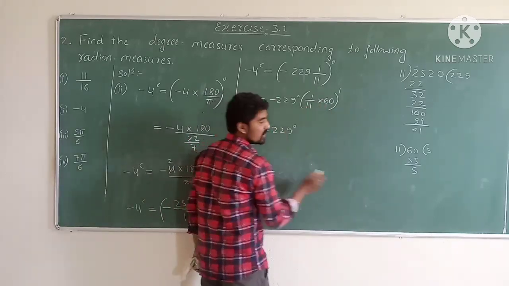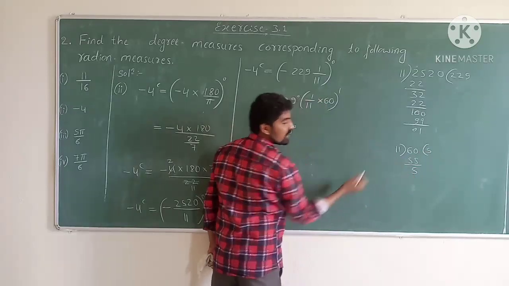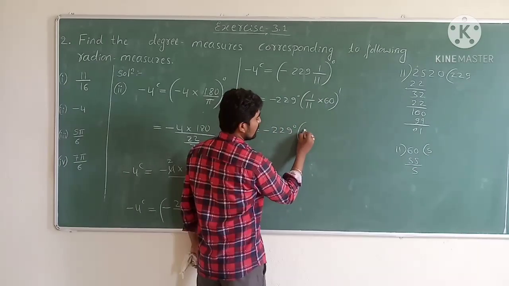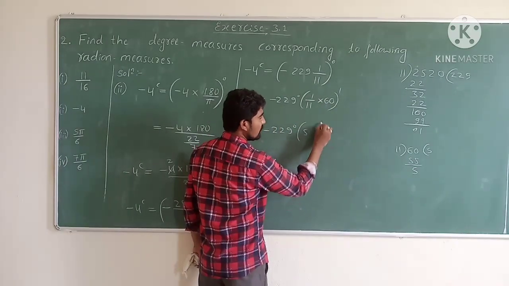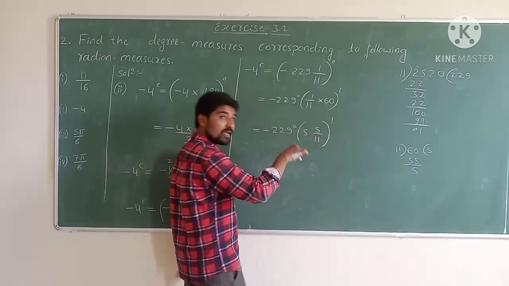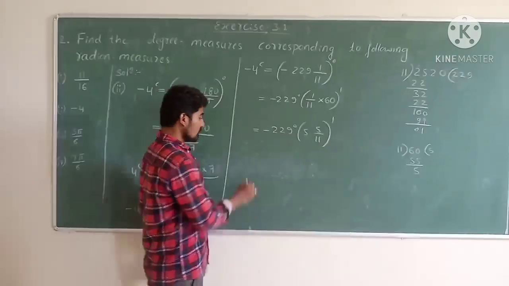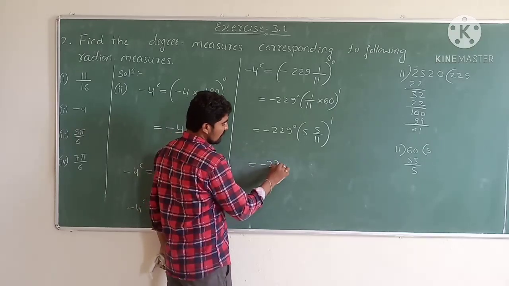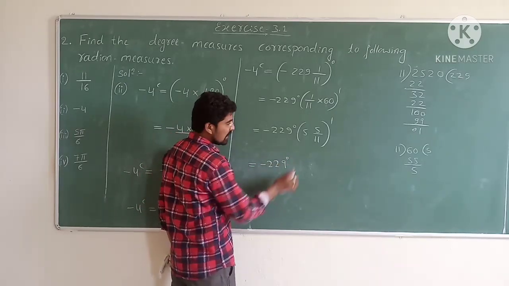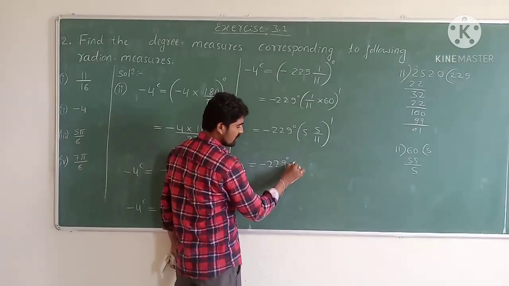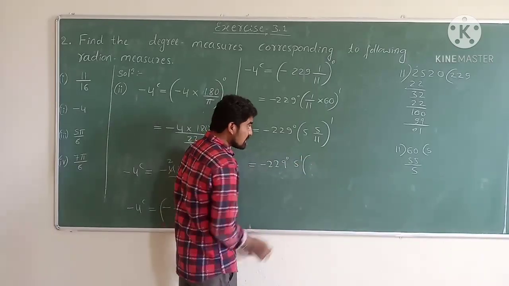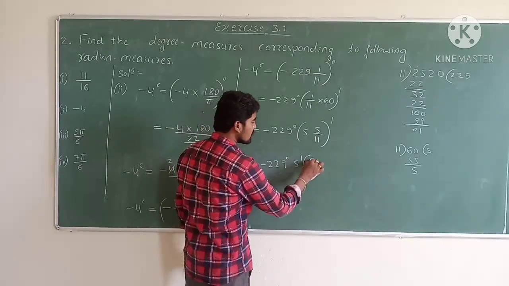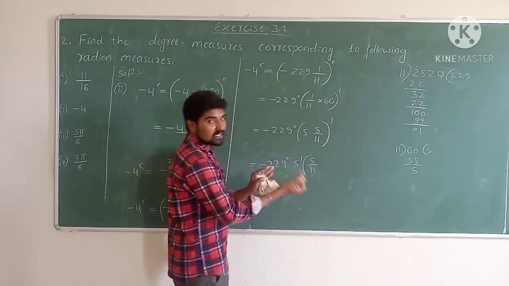60 divided by 11. 5 is to 5 divided by 11. This is in terms of what? Minutes still. So which is equal to minus 229 degree. Exact minutes is 5 minutes. Now this extra 5 by 11 minutes should be converted in terms of seconds.